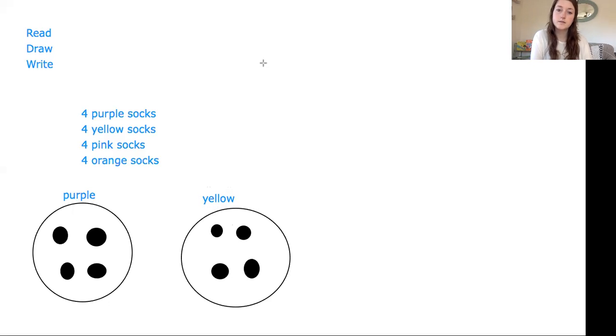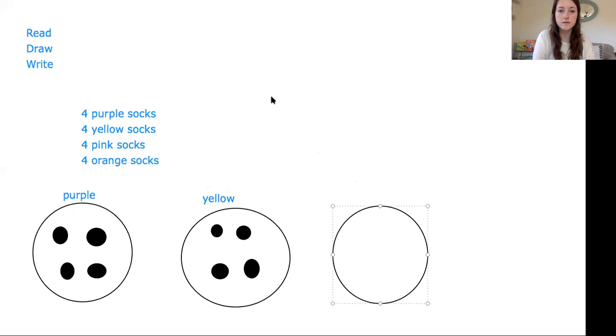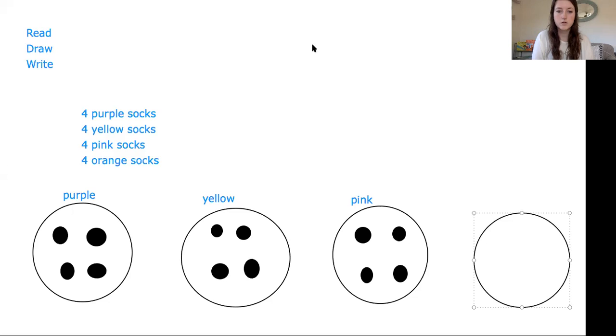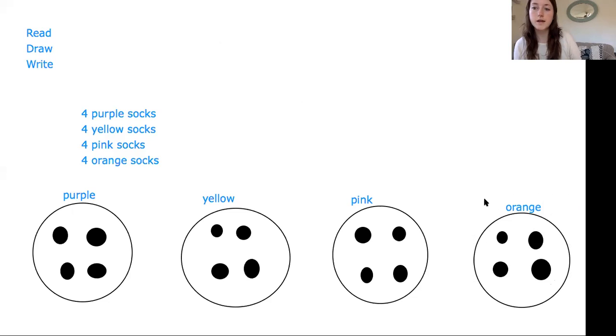And now my next step is to draw my group for the pink socks, right? Same thing. So she has her circle for the pink socks. She has 4 pink socks. So 4 again. 1, 2, 3, 4. I'm going to label it pink. And then the last one are her orange socks. So I need to make sure that I draw my group of the orange socks. So here's the circle for the group. Inside, she has 4 orange. 1, 2, 3, 4. And I'm going to label it orange.